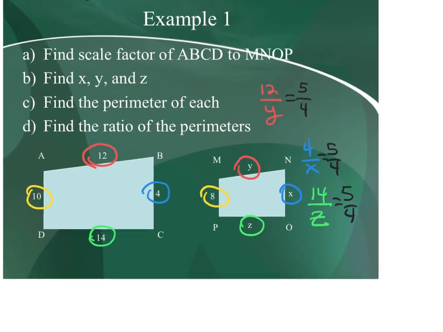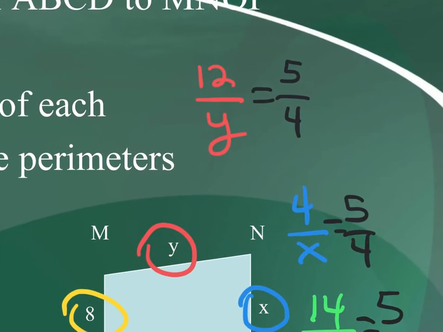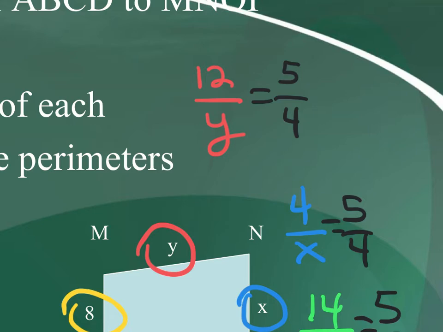So let me do the red one. I'll zoom in here. I'm doing cross products here. 5 times y, and I get 5y equals 48. I'm going to divide. That's not showing up very well. Maybe I'll try the black. 5y equals 48. Divide both sides by 5.